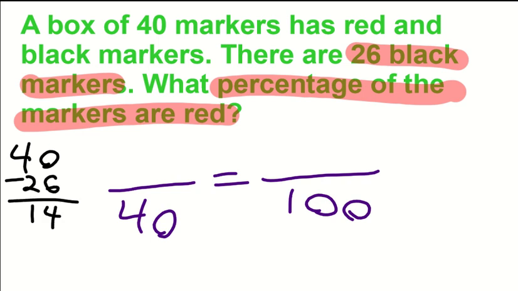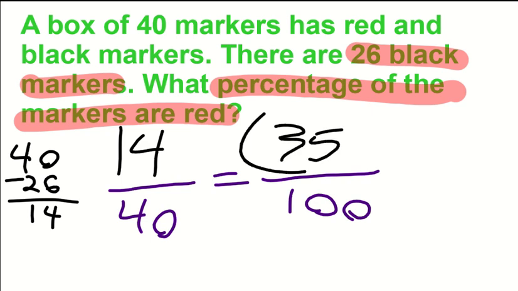So that gives us 14 red markers, and we're going to use that 14. And like she said, that gives us 35%. Any questions on that one? Just be aware, as you read a problem, read it carefully, because if it gives you one thing, asks you for something else, you probably got to do some subtraction.